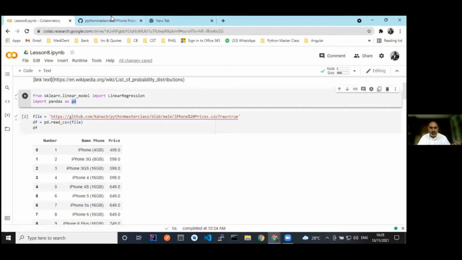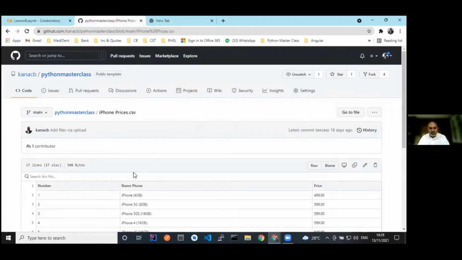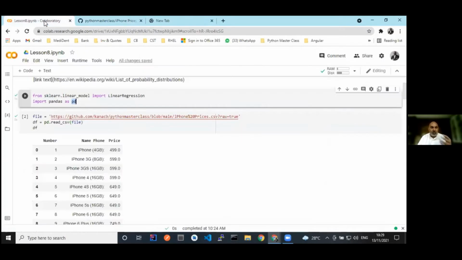If I don't put that, it is going to give me this form, which is useless. It's got the header and all that other stuff that I don't need. So I want it to be raw.